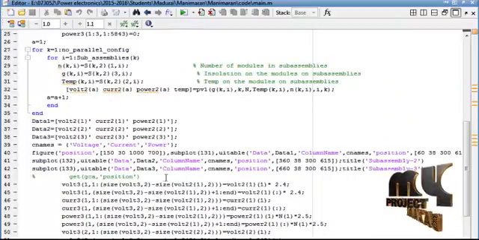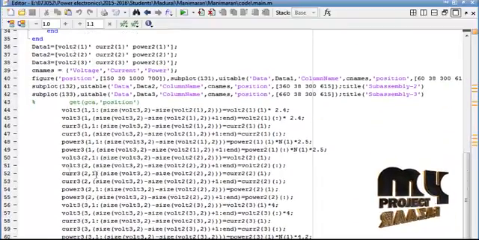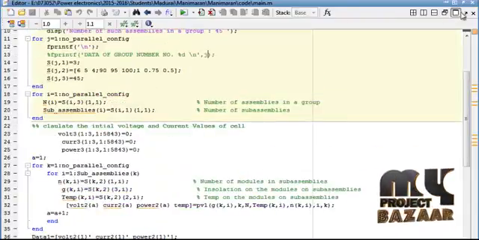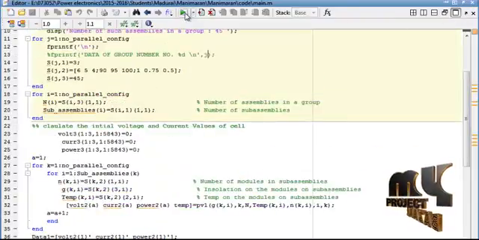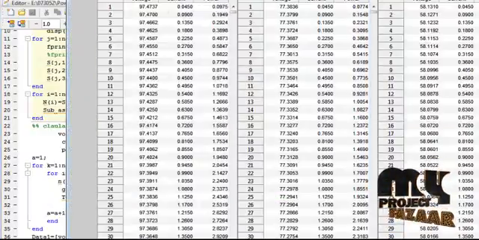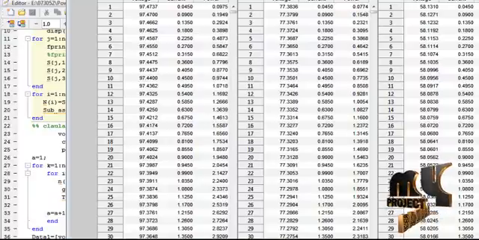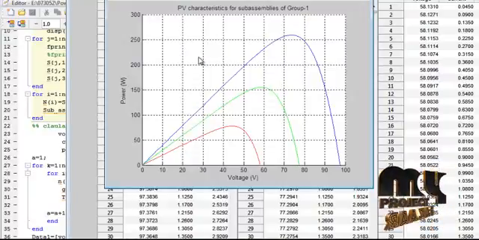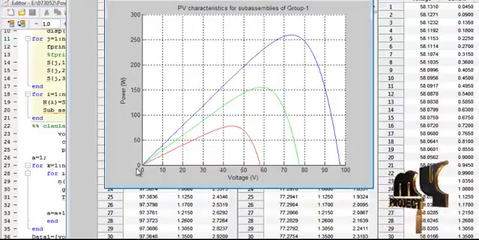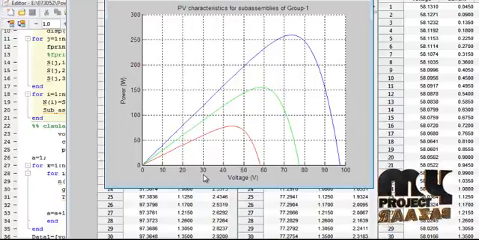So this is the main function; this power system is created, and then we are running the processor for the main file. So this is the run of the main file. This picture shows the PV characteristics of the subsystem of group 1, power and voltage. As the power increases, the voltage decreases, and we get the output from that.